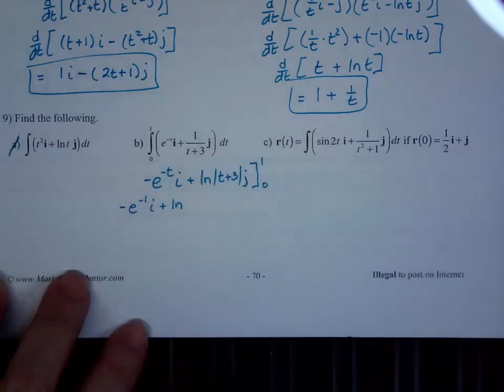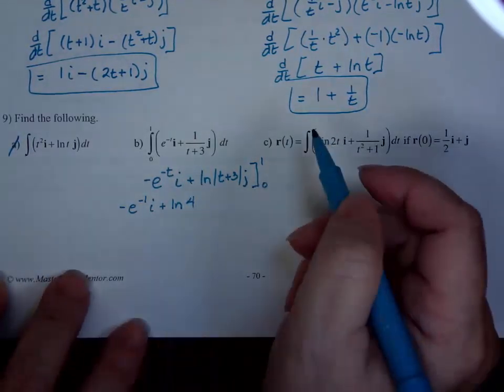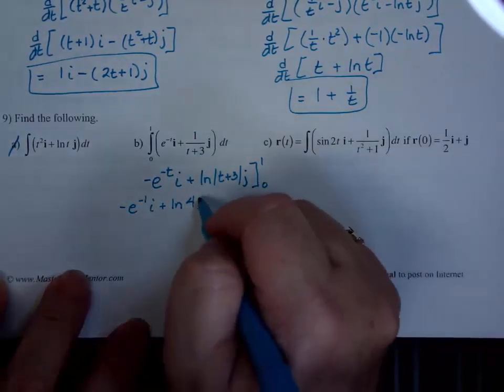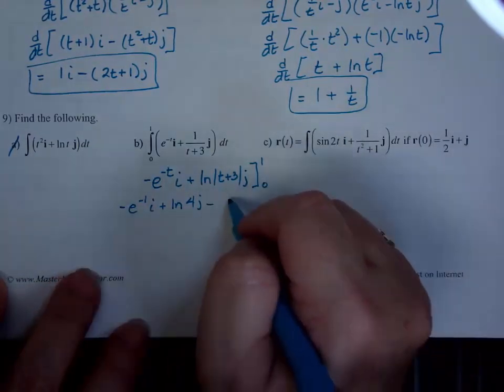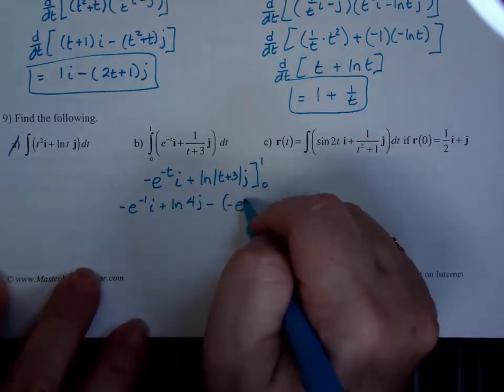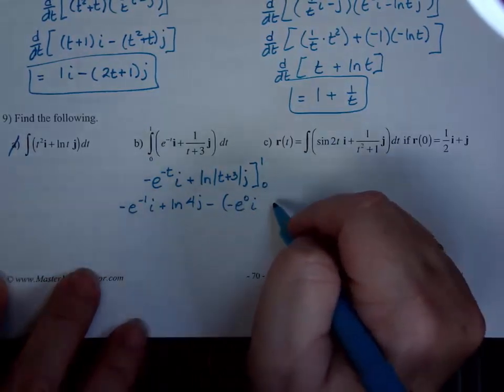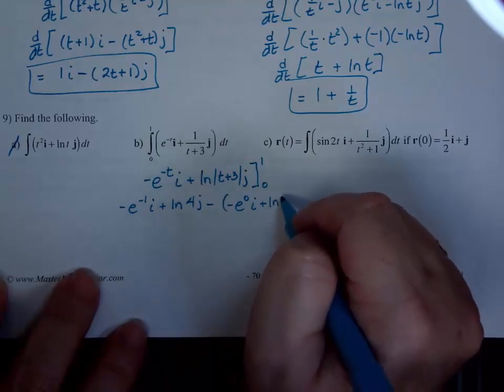Of 4. Now since 4 is positive, I don't need the absolute values anymore. ln of 4j minus, because remember it's top minus bottom, negative e to the 0 i plus ln of 3j.